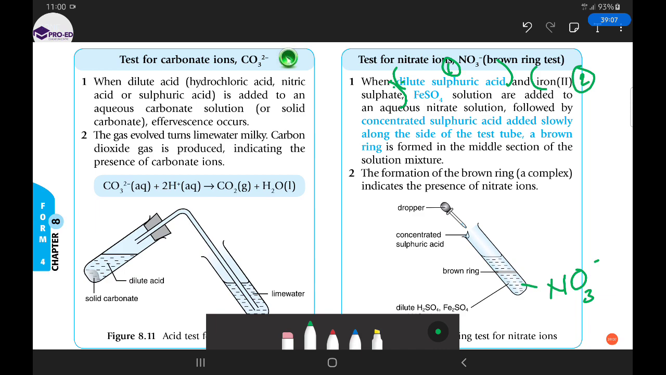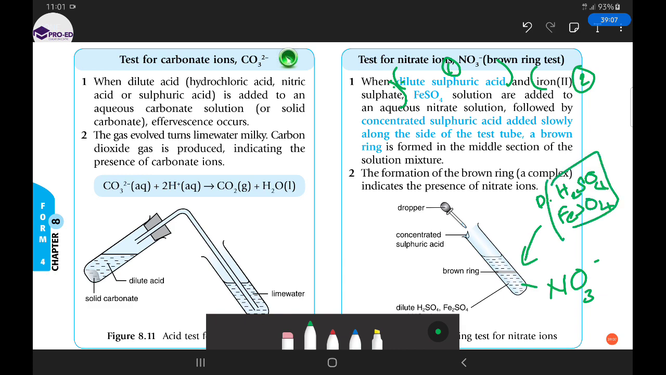After that, now you have mixed again. What did you add into this? You first added dilute sulfuric acid. Then you added iron 2 sulfate, right? So this you have already added in.